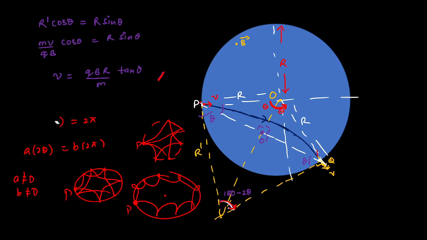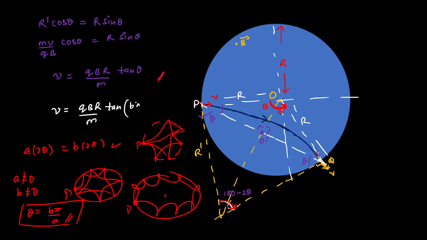I'll be erasing this. This is not required now. So this is what we have. So we can cancel 2 and 2, and theta can be written as b times pi by a. So we'll be putting this value in our previous observation. So our answer turns out to be v equals qBR by m tan of, wherever theta we have there, it is b pi by a.